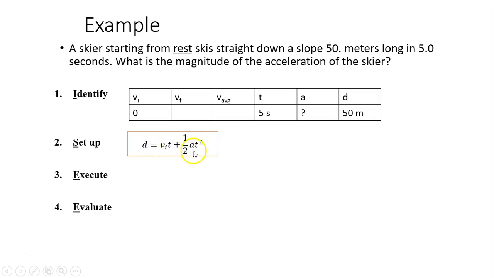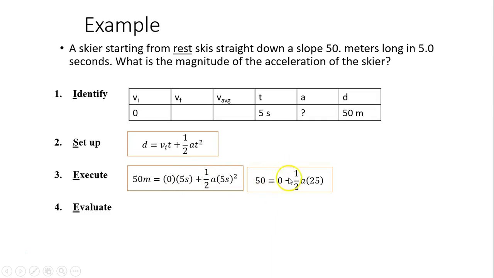So the only thing you don't know is A. That's the one you use. Next one is execute. That means you substitute and solve. 50 meters equals 0, VI times 5. So that means the first term is 0. How do you solve for A?